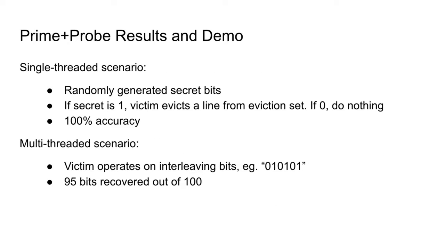In the experiment, we started from a simple scenario and moved on to a more realistic one. In the single-threaded scenario, the secret bits are randomly generated. Depending on the secret bit, the victim may do nothing or evict a line. This is similar to the square and multiply algorithm.